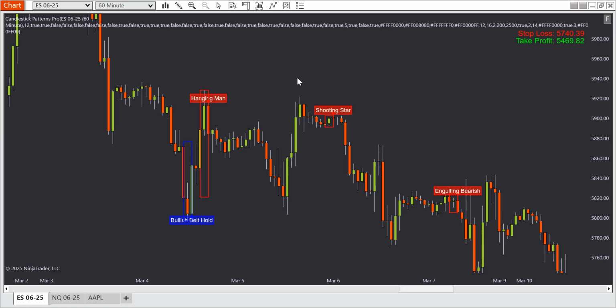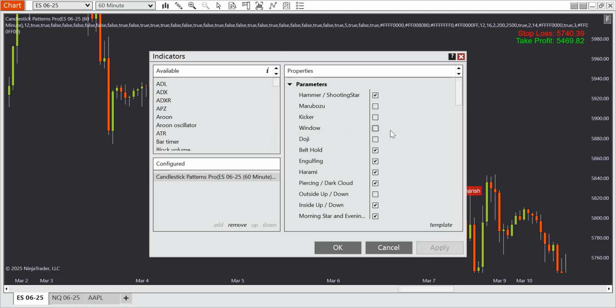In this video, we're going to go over the Candlestick Patterns Pro. This is for NinjaTrader. And real quick, before we go any further, I want to point out the settings here. It finds a great, in-depth, and very thorough set of patterns. And obviously, as the name suggests, it's finding candlestick patterns, many of the very popular ones, both bullish and bearish.